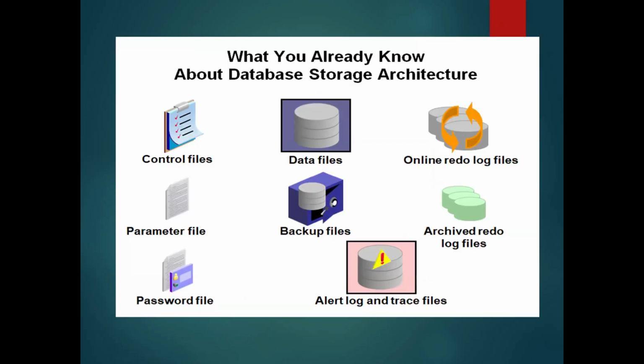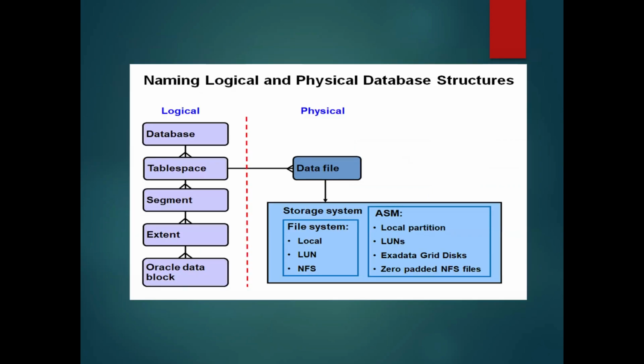So these are all our physical files: control files, data files, online redo log files, parameter files, backup files, archive log files, password files, and alert log and trace files. So these are all our physical files, you know already, right? So what is the logical side? On the logical side, you can see, these are all the logical structures.